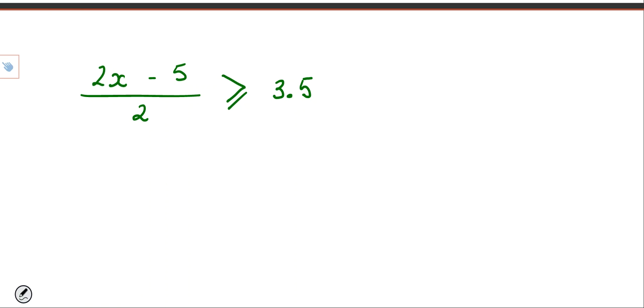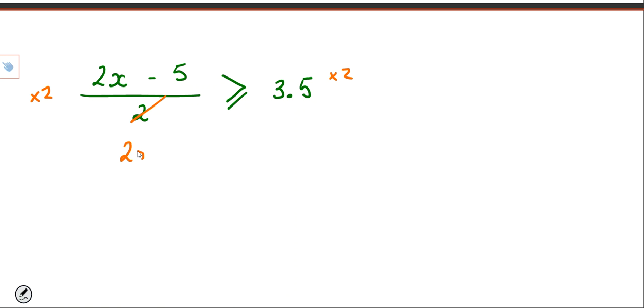Should we go through it then? What's the first thing we do? Times by 2. Why? To cancel out the division, to cancel out the divide by 2. So I've got to times this side by 2 as well.